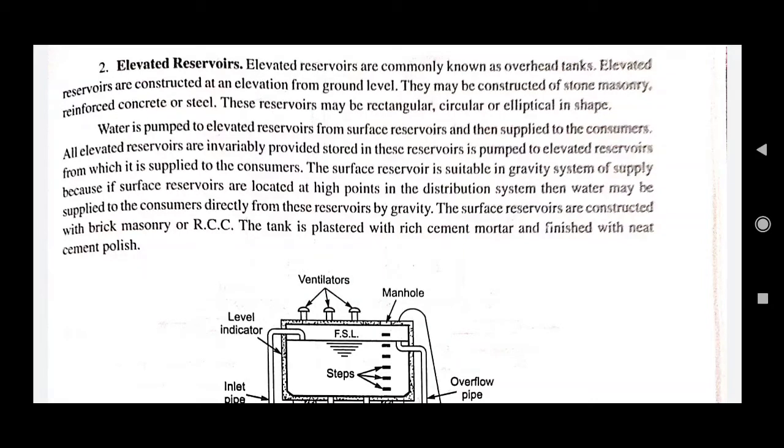Also, in case of emergency, in times of pump failure or any mechanical failure, the elevated reservoirs serve the purpose very efficiently, right? These may be constructed of stone masonry, reinforced concrete or steel. These reservoirs may be rectangular, circular or elliptical in shape.